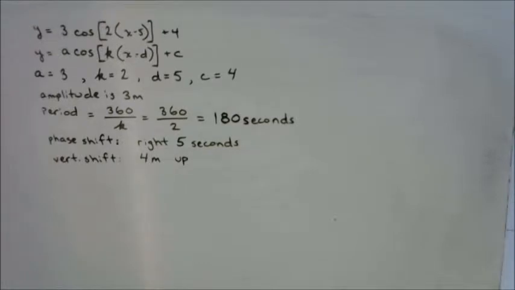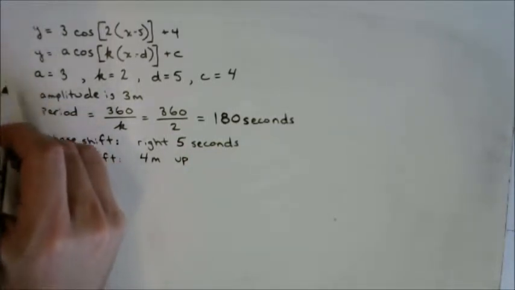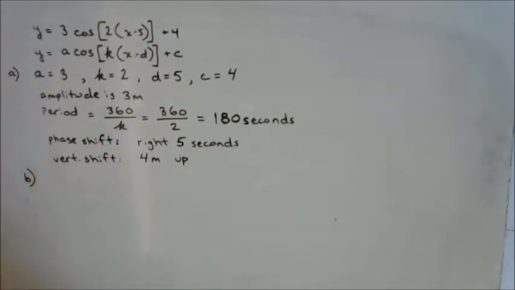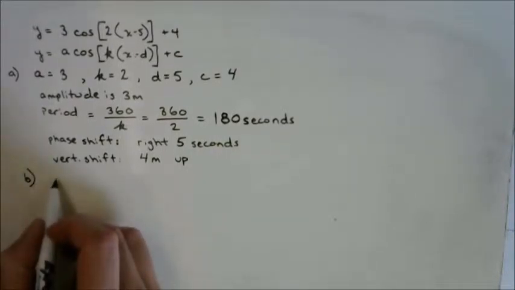B says, what are the lowest and highest vertical positions that the rod reaches? That's the same question as what are the max and the min? There's a couple different ways to think about it. You can do it in your head pretty simply, but I'm going to take a couple of notes if you can have some space here.